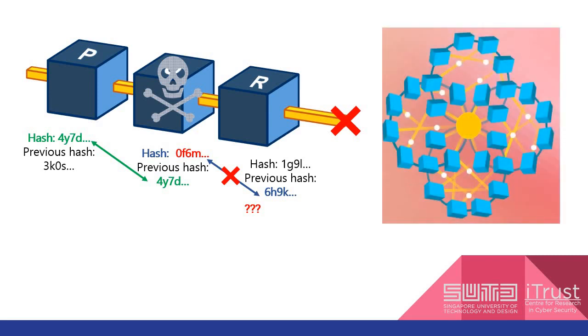And because blockchain is a distributed ledger, everyone in the network has a copy of the blockchain. The computer that is under attack now has a different blockchain from others in the network. This computer is now considered invalid by other computers.